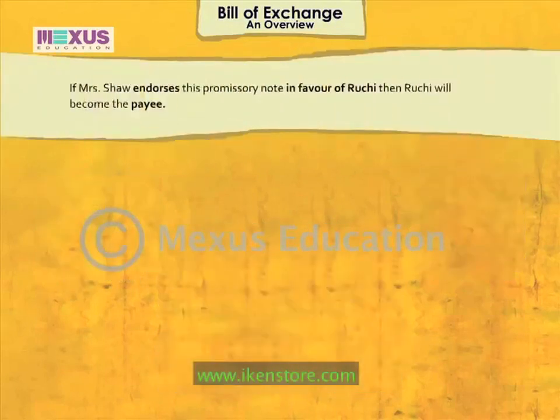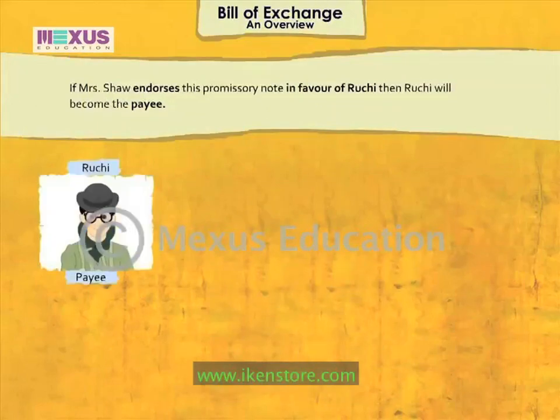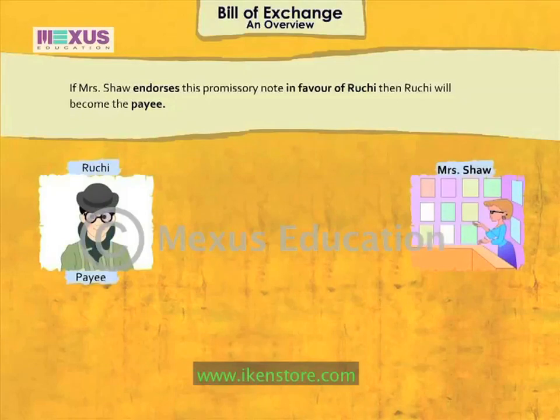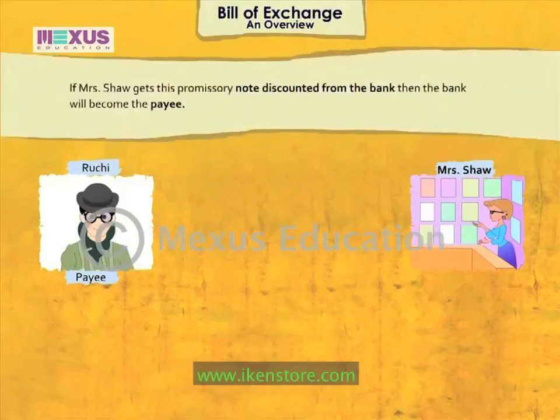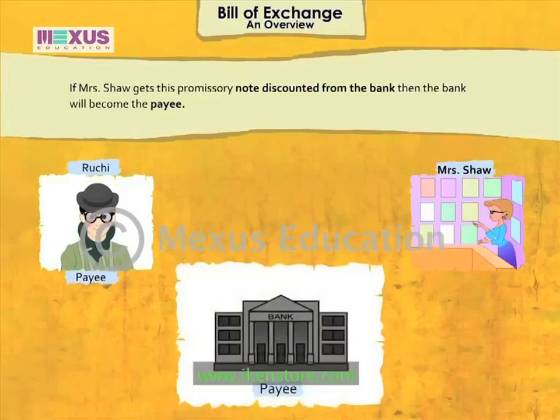Now let me twist this example a bit again to explain a different scenario. First, if Mrs. Shaw endorses this promissory note in favor of Ruchi, then Ruchi will become the payee. Second, if Mrs. Shaw gets this promissory note discounted from the bank, then the bank will become the payee.